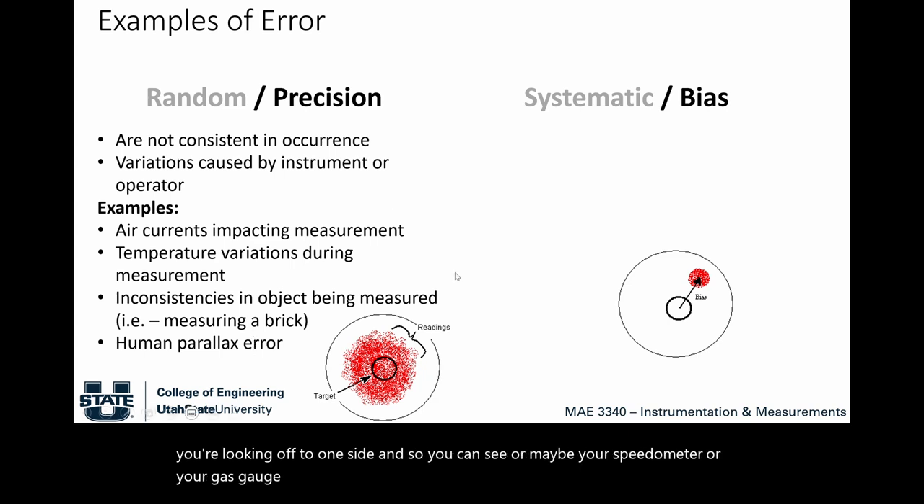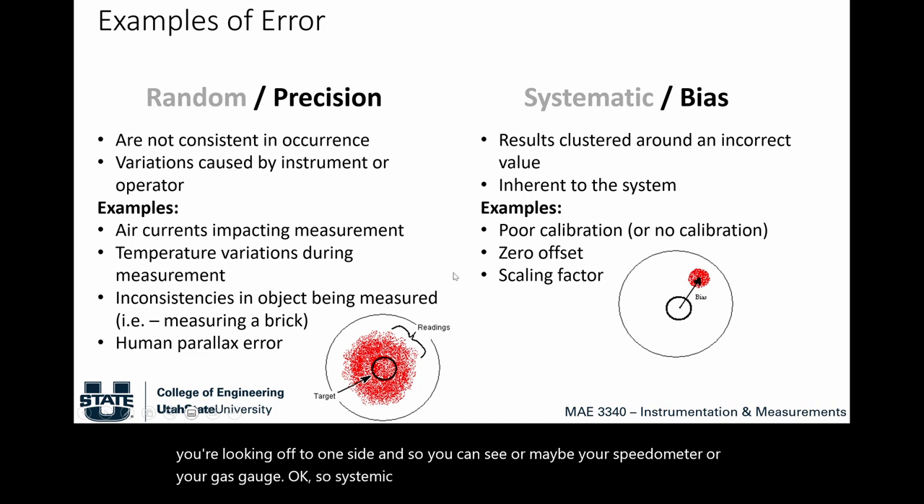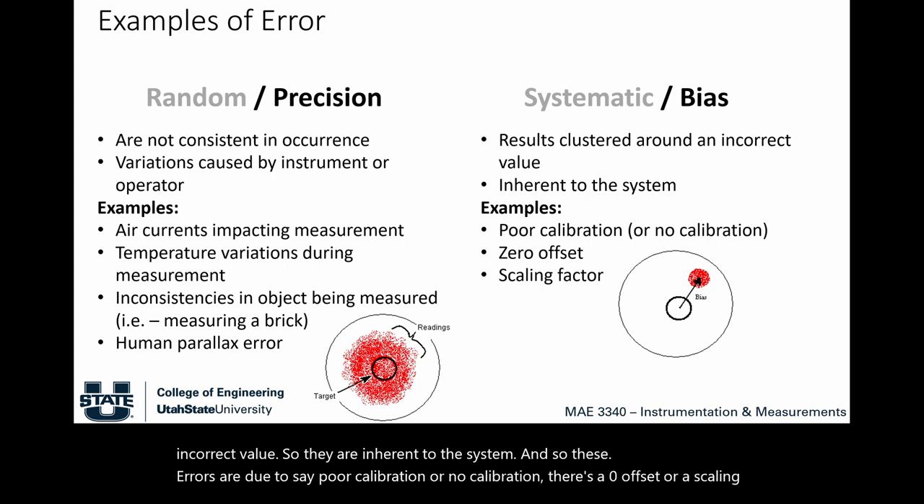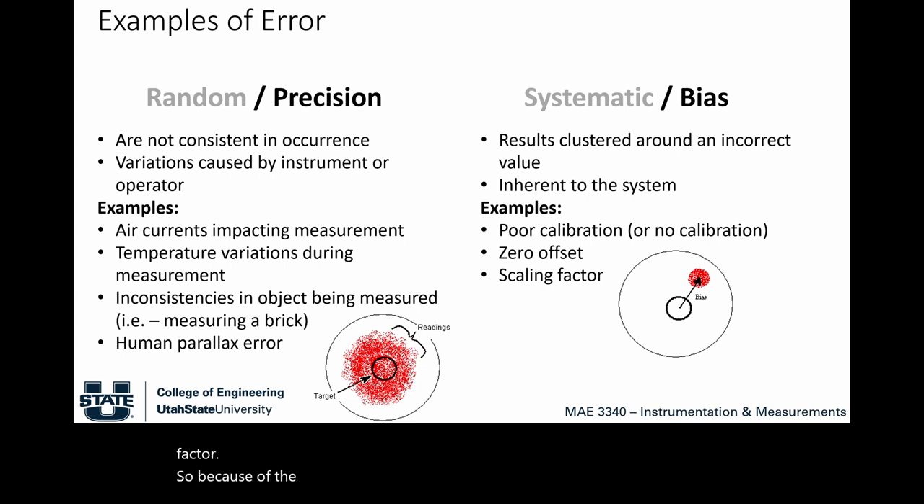Okay, so systemic or bias errors, they are clustered around an incorrect value. So they're inherent to the system. And so these errors are due to, say, poor calibration or no calibration. There's a zero offset or a scaling factor. And so because of the instrument, you're always going to have an offset.